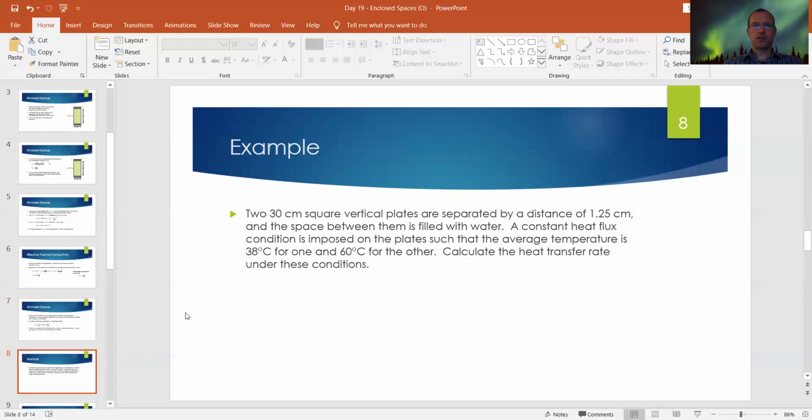The first example of this: we have two 30 centimeter square vertical plates, like my windows, separated by a distance of 1.25 centimeters. The space between them is filled with water in this case, so not necessarily windows anymore. I have a constant heat flux imposed on the plates. My temperature on one side is 38 degrees, the temperature on the other side is 60 degrees, and I want to find the heat transfer rate for this scenario.